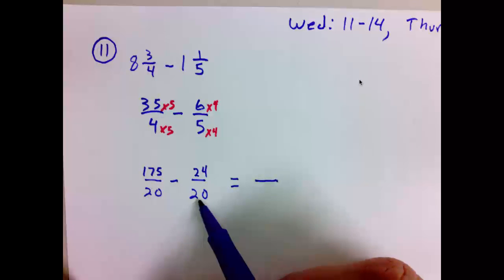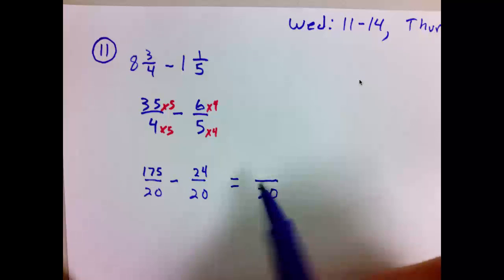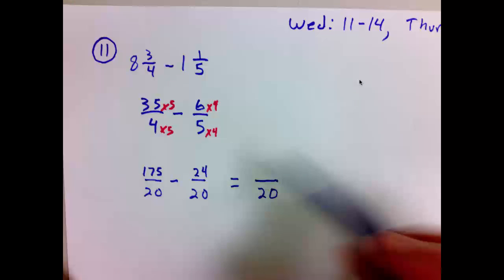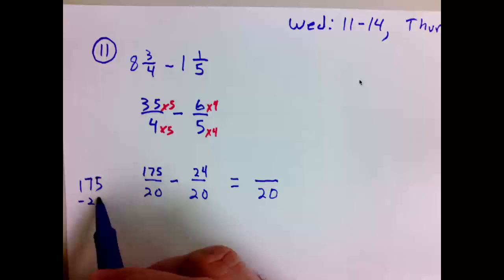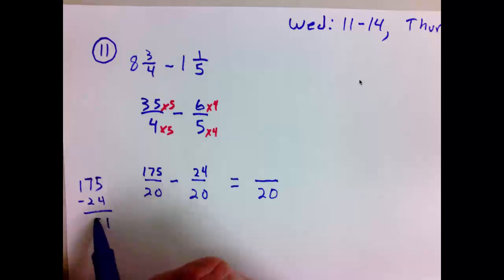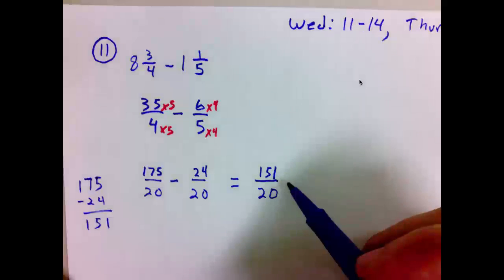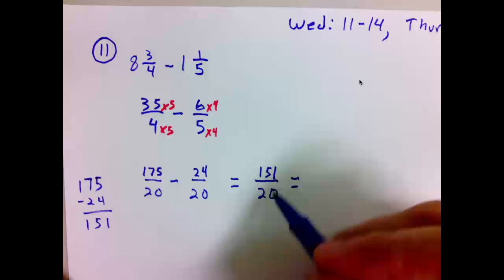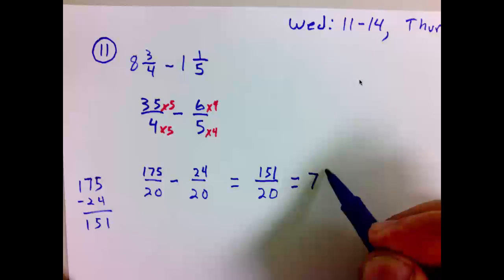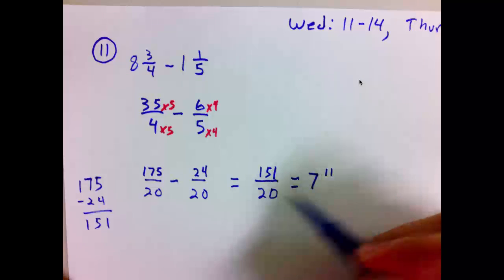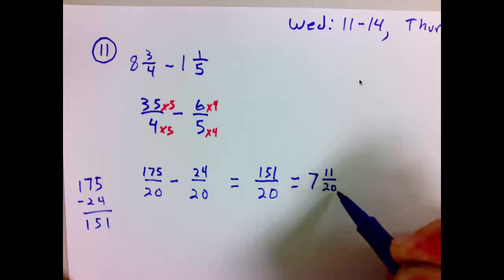Since the denominator is 20 in both cases, when we subtract, the denominator stays 20. Now we will subtract the numerators. 175 minus 24. Coming over to my scratch paper. 175 minus 24 is 151. So our answer is 151 over 20, but we will reduce this. 20 goes into 151 7 whole times. 7 times 20 is 140, with 11 left over. The remainder we express over the divisor. 11 is the numerator, 20 the divisor.